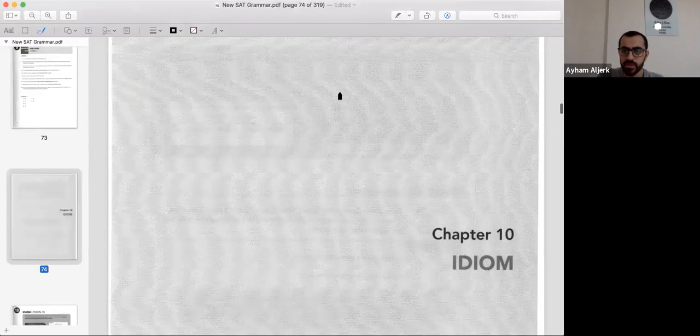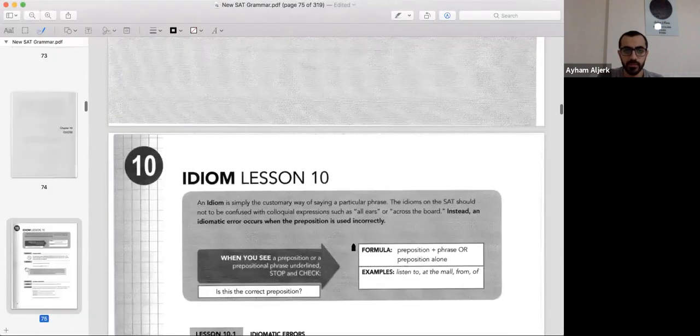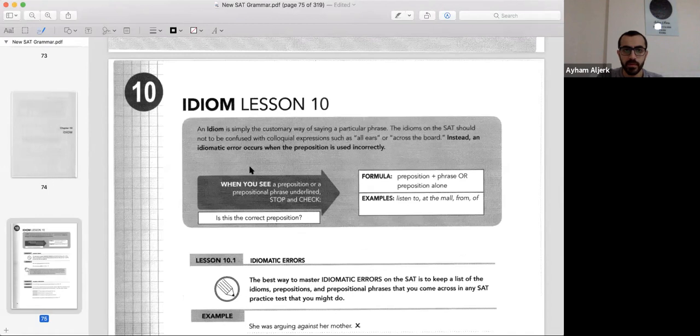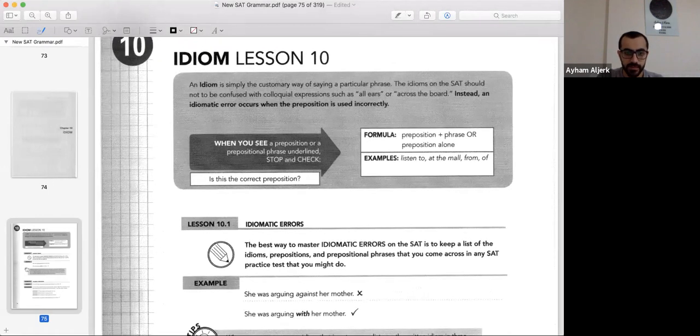Okay, so chapter 10, idioms. Let's get started. An idiom is simply the customary way of saying a particular phrase. The idioms on the SAT should not be confused with colloquial expressions such as all ears or across the board. Instead, an idiomatic error occurs when the preposition is used incorrectly. So as we said, we're not talking about some idioms, like when somebody says, I need to tell you something, you say, I'm all ears. It means I'm attentive and listening to you. No, we're just talking about some other kinds of errors called idiomatic errors, especially we're talking about prepositions.